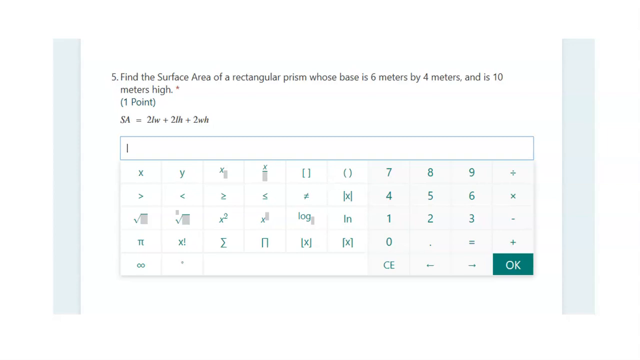Okay, and the last question, this one showed a triangular prism where you needed to, oh no, sorry, wrong question. This one is the rectangular prism where they don't give you a diagram. They're just giving measurements, so 6 meters by 4 meters, 10 meters high. Again, you'd use your surface area equals 2LW plus 2LH plus 2WH and substitute those values in.